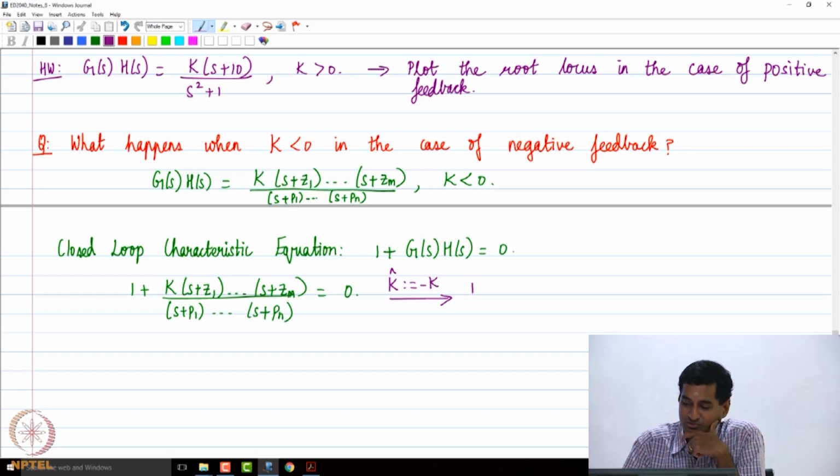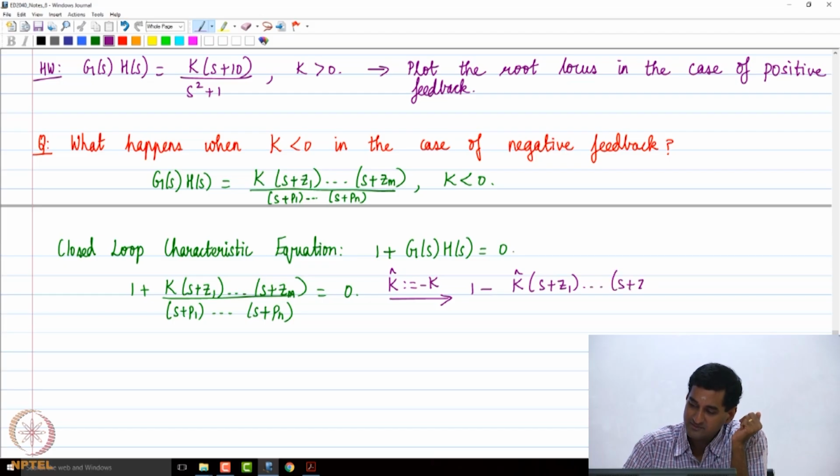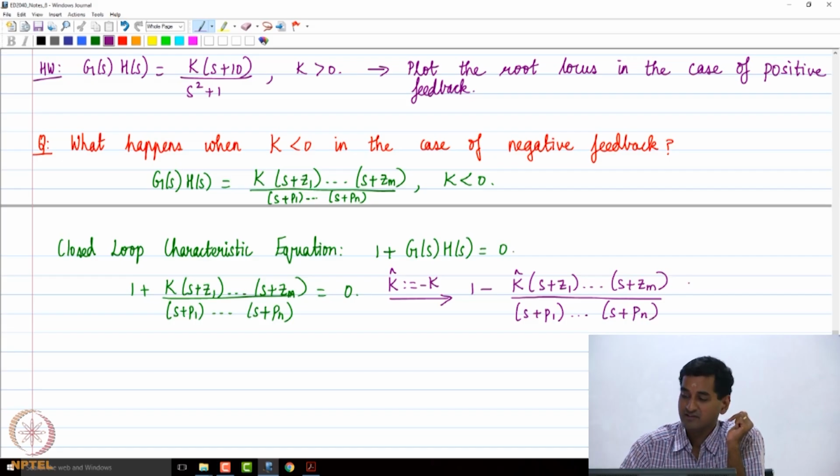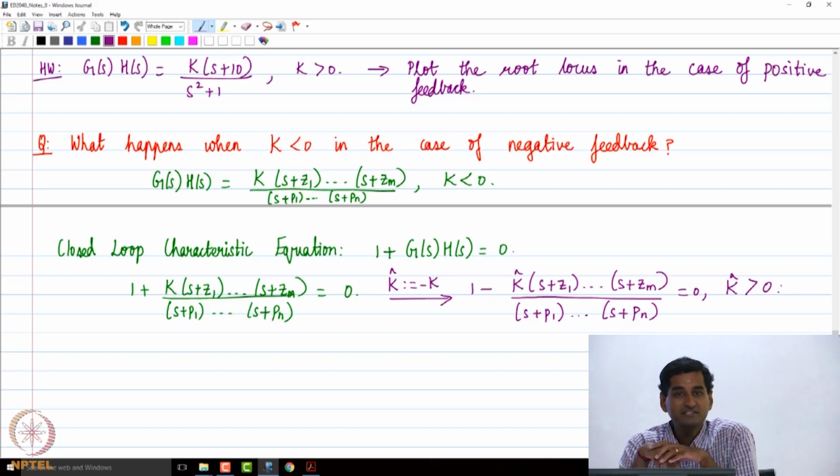So the same closed loop characteristic equation now becomes 1 minus K hat (s plus z1) till (s plus zm) divided by (s plus p1) ... (s plus pn) equals 0, but K hat is now positive. Now the answer is obvious, right? So what do we need to do? We need to follow the steps that we discussed today.